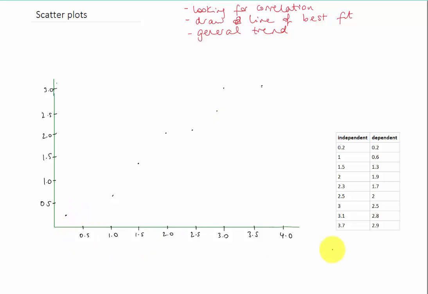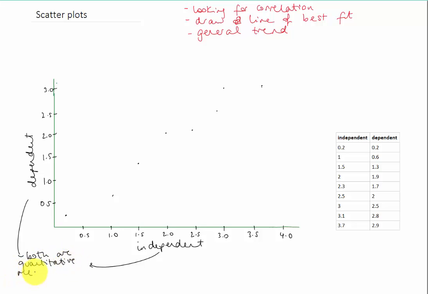So as our independent variable drawn on the y-axis goes up, so too does our dependent variable on the x-axis. And both of these are quantitative continuous measurements. So that's a requirement for drawing a scatter plot.